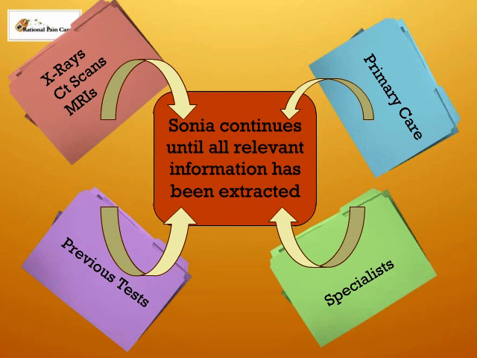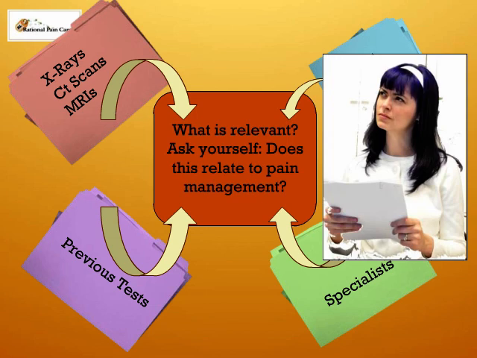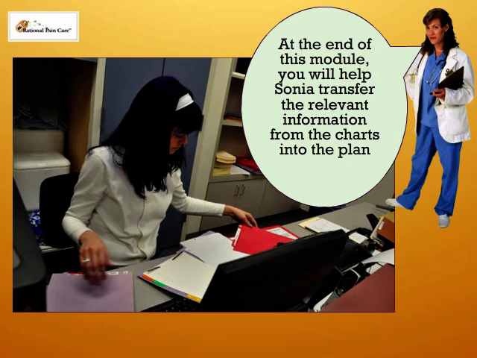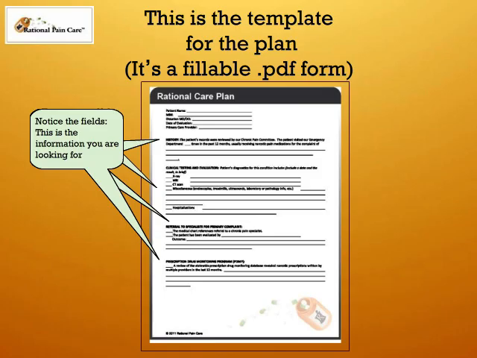And again, this is a reminder of how broad the information is that needs to be collected. So the question that you want to keep asking yourself as you view all of the information is, does this information relate to pain management? You're going to have a chance to practice with an actual chart. Notice the headings of each field. This is the kind of information you're going to be looking for.